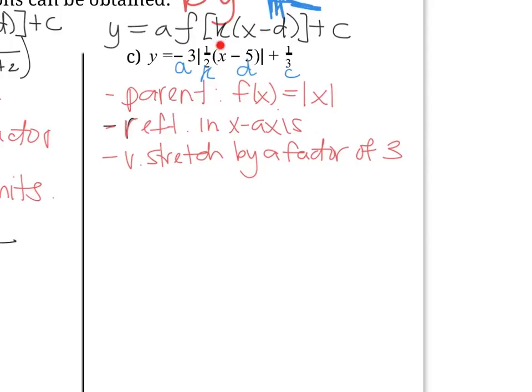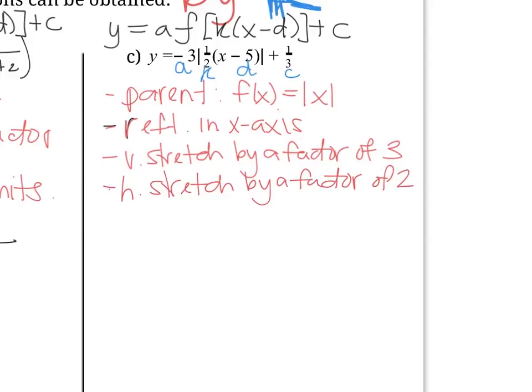Moving on, we have the k value is a half. It's getting multiplied by x, but really what's happening is all the x coordinates are getting divided by 1/2. Which means they're going to get bigger, and so we have a horizontal stretch by a factor of 1 over k, 1 over 1/2, which is going to be 2.